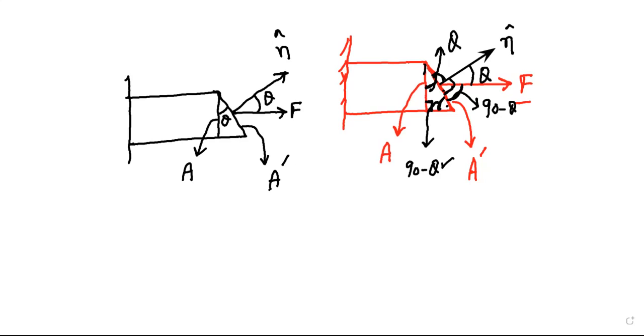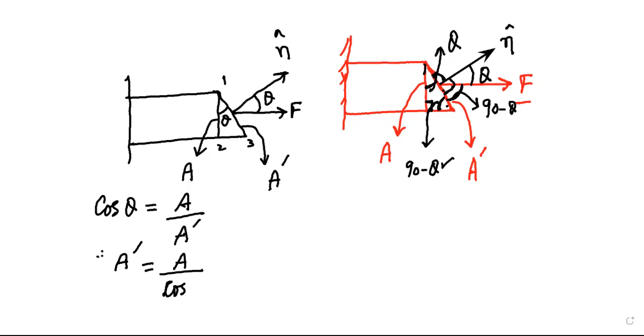Can we write in this right angle triangle, let me call this right angle triangle 1, 2, 3, cos theta is equal to base by hypotenuse, that is A by A prime. Therefore, A prime is equal to A by cos theta, that is A secant theta. This is the relationship between A prime and A. So A prime, the new slanted area, is the original cross section A times the secant theta.